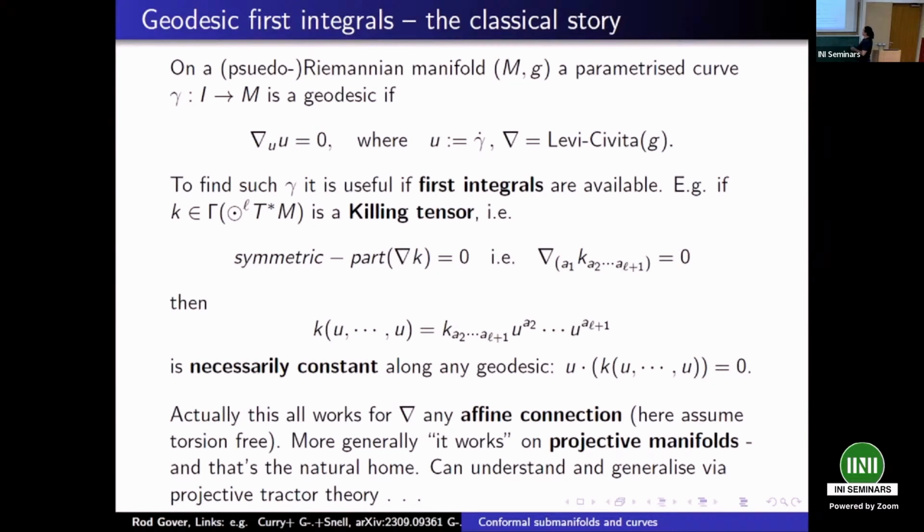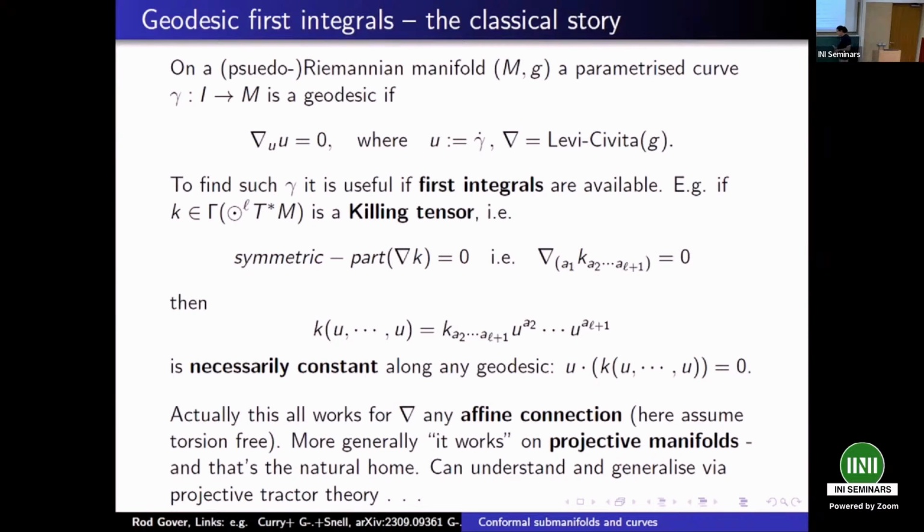But anyway, in a Riemannian or pseudo-Riemannian case, a geodesic we'll understand as a curve that is auto-parallel in this sense. So its velocity is parallel along the curve, right? So the usual thing. Here U is the velocity of the curve, and now let's say the Levi-Civita connection.